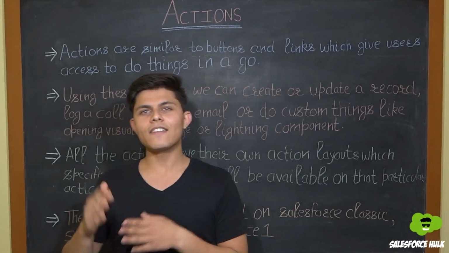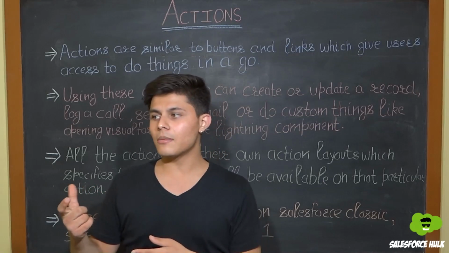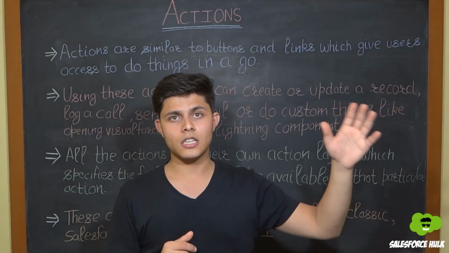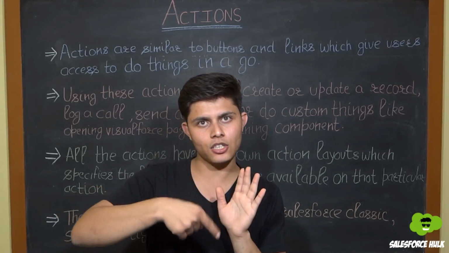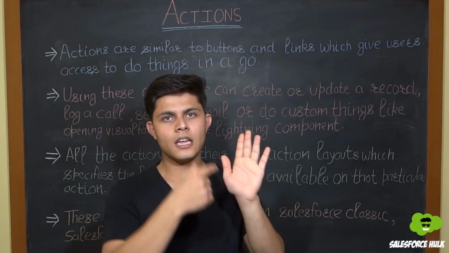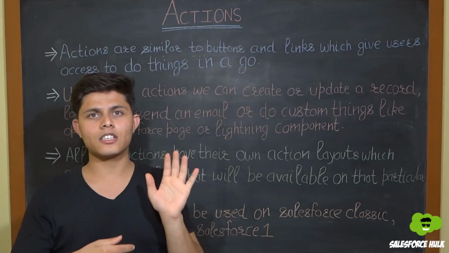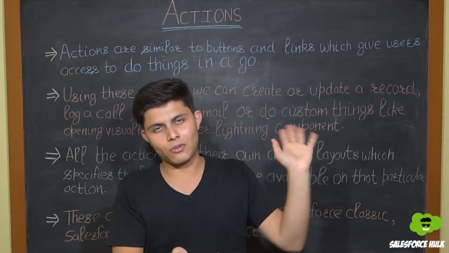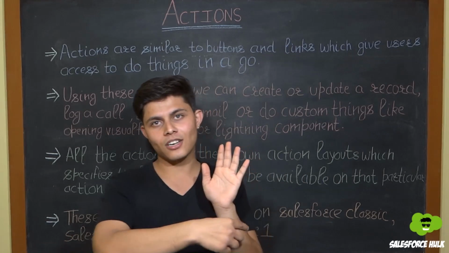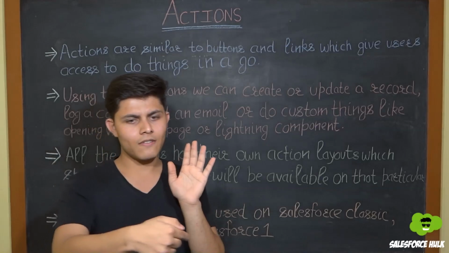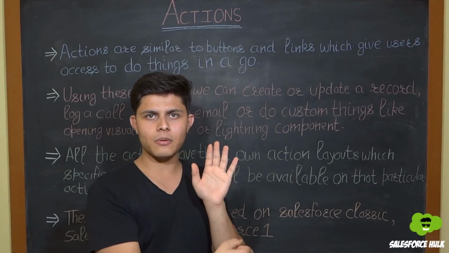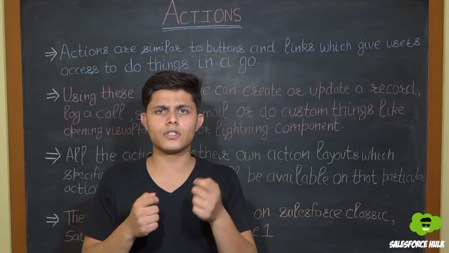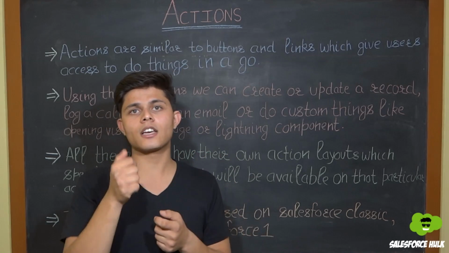So whenever you create an action, it will be available on your Salesforce Classic also. It will be available on your Salesforce One also. Salesforce One, what I mean by that is the mobile application on which there will be a navigation menu, and in that navigation menu, you'll go to the object on which you want to do whatever you want to do, and on that object's record there will be a menu below. And when you click on the 3 dots available over there, there will be a list of actions which you want to happen when clicking on that button.